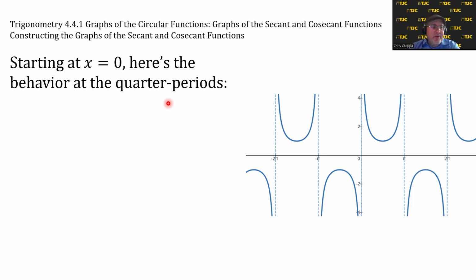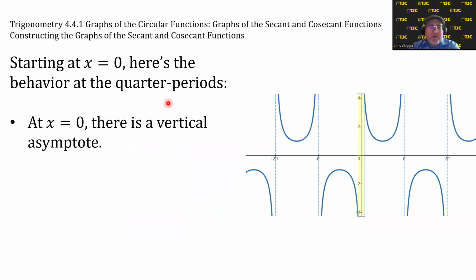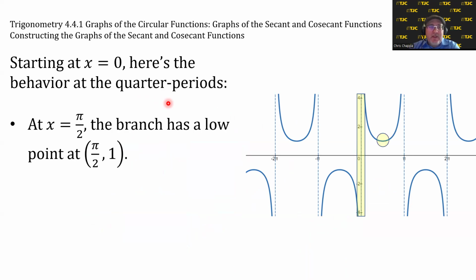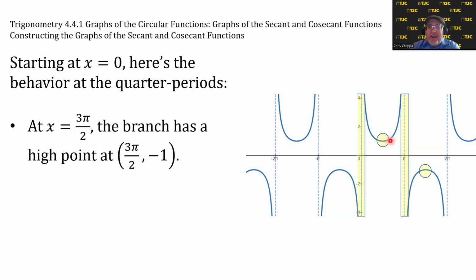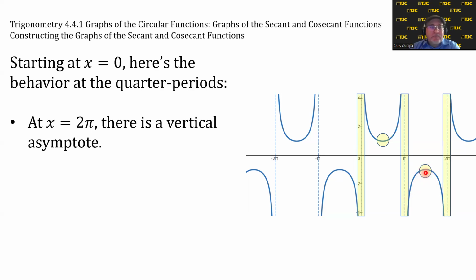Now starting at x equals 0, here's the behavior of the quarter periods. At x equals 0, there's a vertical asymptote. At x equals pi over 2, the branch is a low point at pi over 2 comma 1. Used to be a high point of sine, now it's a low point of cosecant. At x equals pi, there's another vertical asymptote. At x equals 3 pi over 2, the branch has a high point at 3 pi over 2 comma -1. Again, used to be a low point on sine, now it's a high point on that branch. And at x equals 2 pi, there's a vertical asymptote.